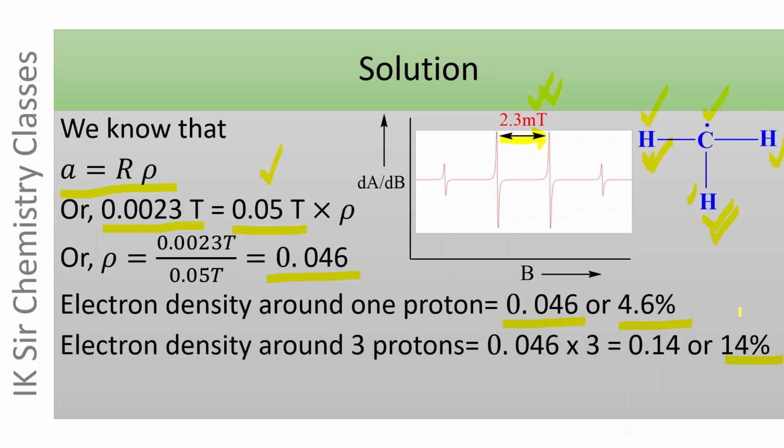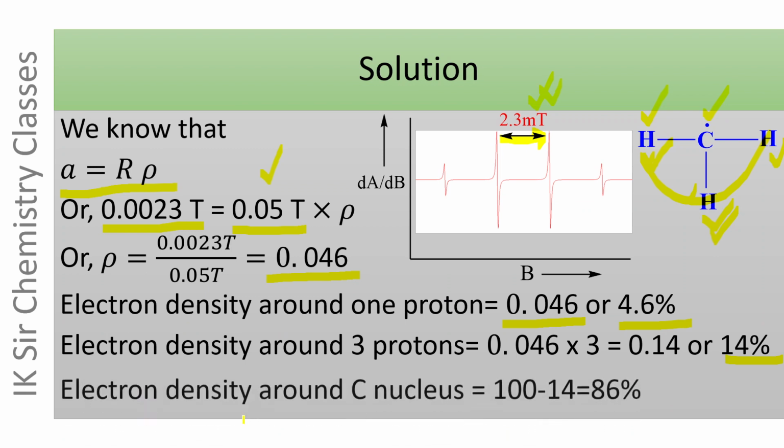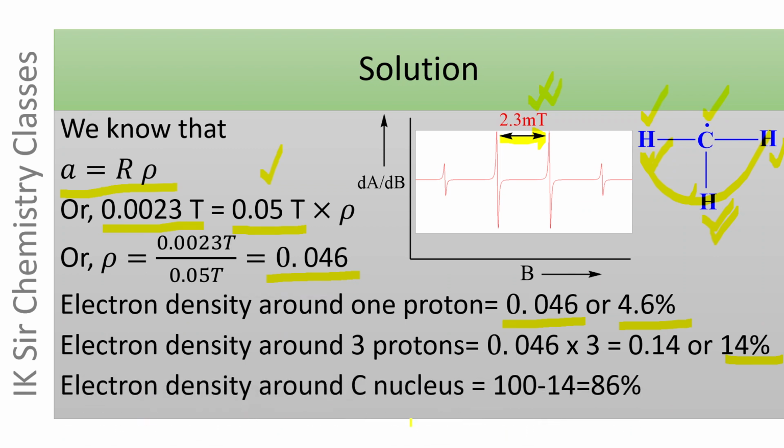14% electron density is around 3 protons, and therefore the electron density around carbon nucleus will be 100 minus 14, that is 86%. The unpaired electron of methyl free radical spends 4.6% time around each proton of the hydrogen nucleus and 86% time around the nucleus of carbon atom.